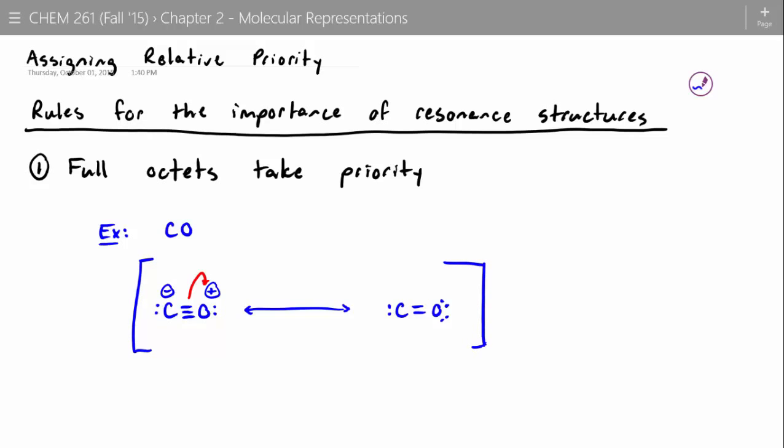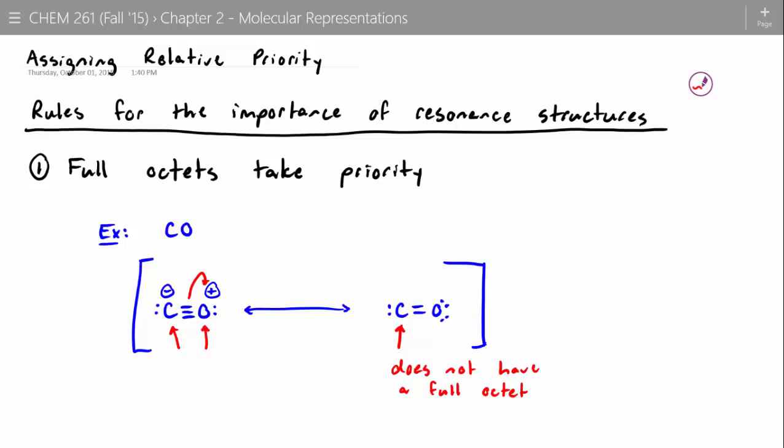Which one do you think is a major resonance structure? It's tricky. Rule number 1, the most important rule, is that full octets take preference. Which one? The one on the left or the right has full octets on all the atoms? The triple bond. So if we look at this carbon on the left, it has a full octet. This oxygen has a full octet. Versus this carbon over here, it does not have a full octet.